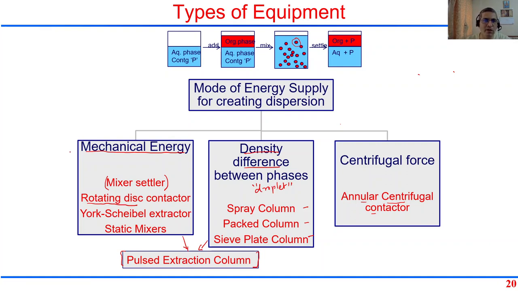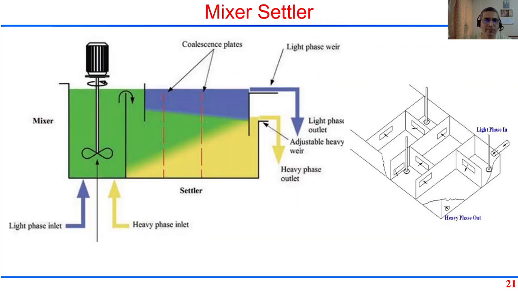So what we will do now is to look at the different words that are shown. We are going to look at the equipment corresponding to each of these words. So first of all, mixer settler. So how is a mixer settler going to look?